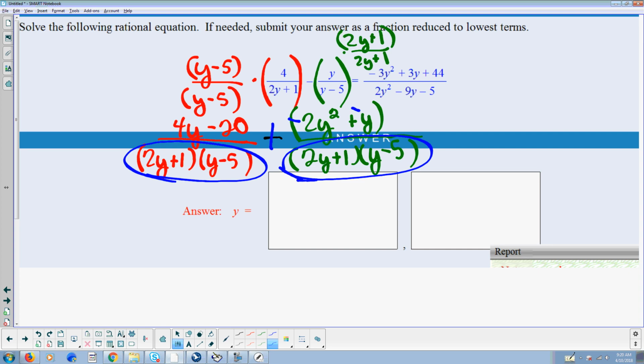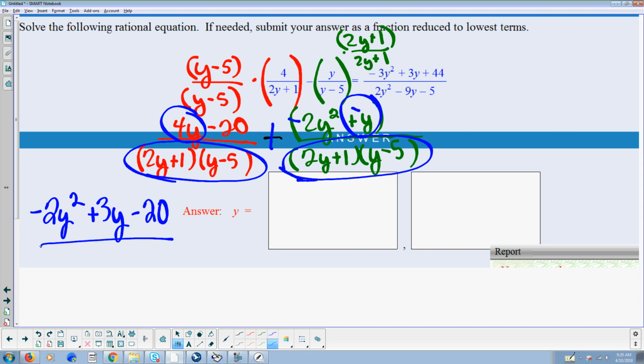Now, looking at those numerators, let's put those terms in descending order. So I'm going to get negative 2y squared. I'm going to combine 4y plus negative 1y to get 3y. And that is a minus 20. That is all over the single denominator, 2y plus 1 times y minus 5.